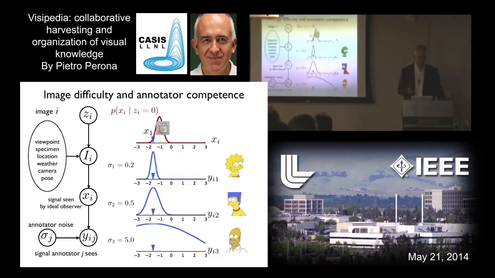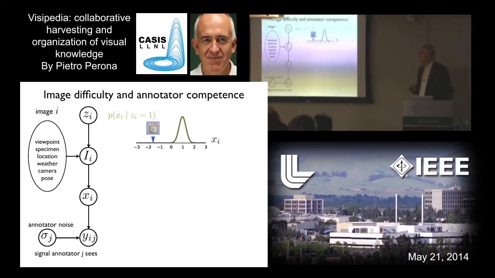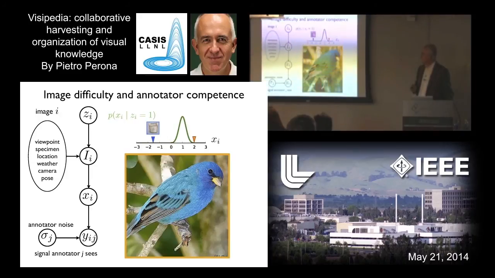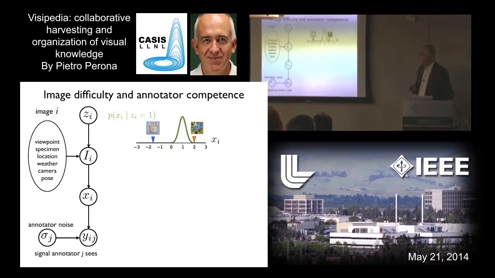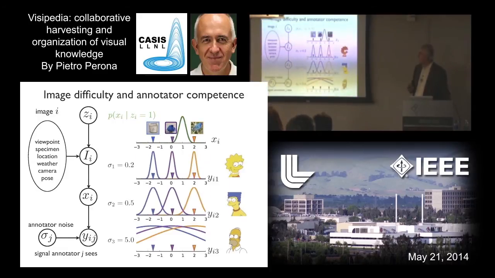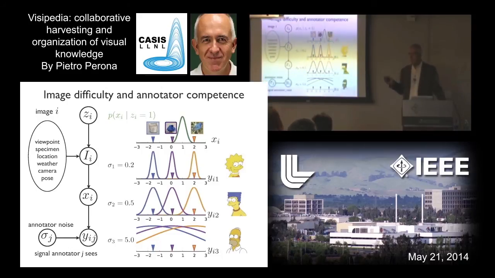So here we have a good image of an Indigo Bunting, and here we have an ambiguous image that nobody would be able to classify. These three observers will have different distributions of the variable x, and so some of them will find it easier than others in discriminating between the images containing Indigo Buntings or not.